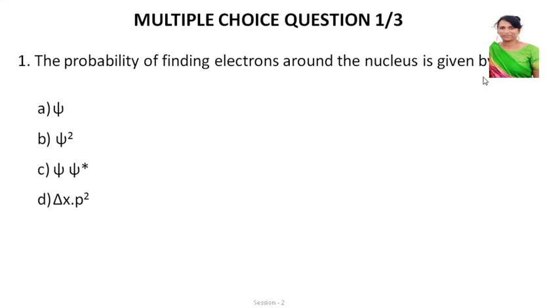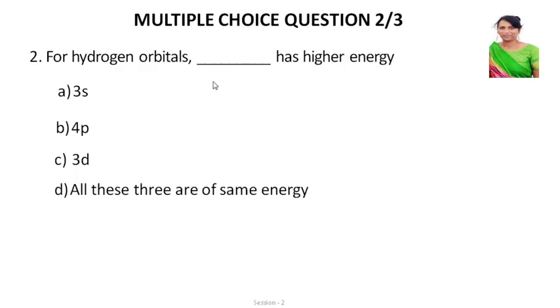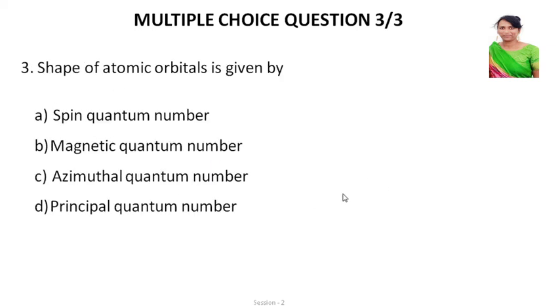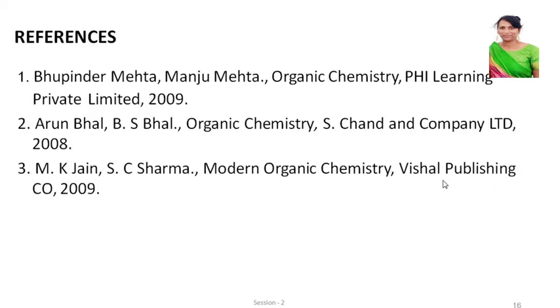Probability of finding electrons around the nucleus is given by which of this? Yes, it is B. It is psi square. For hydrogen orbitals, dash has higher energy. Which has higher energy? All these three are of same energy. Okay. See here, according to Aufbau principle, when you go on filling electrons, 3s, 3p, 3d, 4d, all these have same energy. Shape of atomic orbitals is given by, yes, it is azimuthal quantum number.